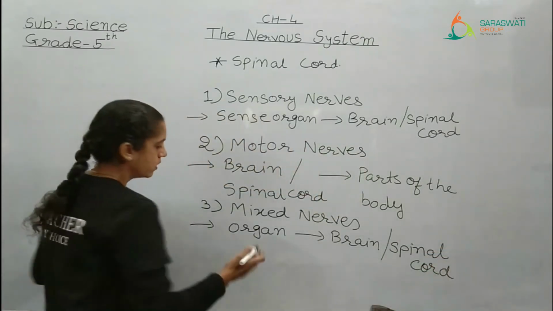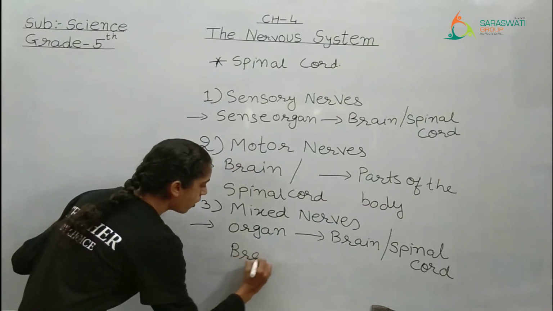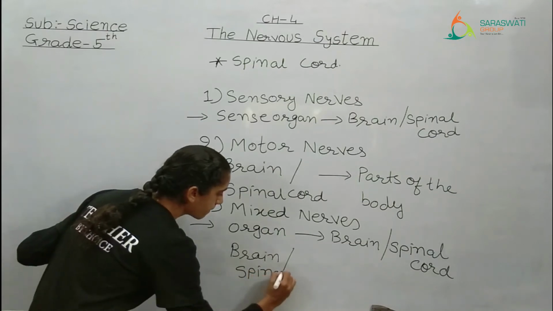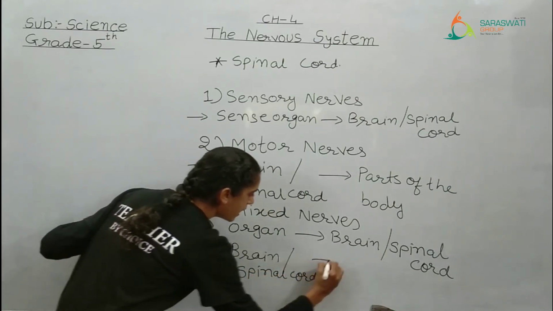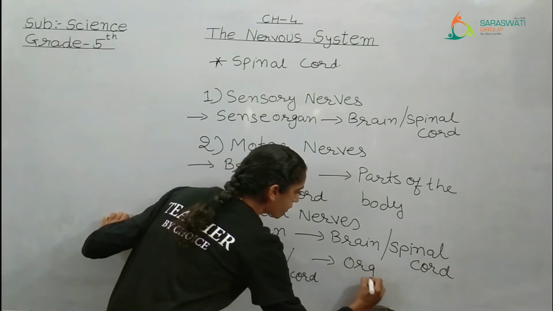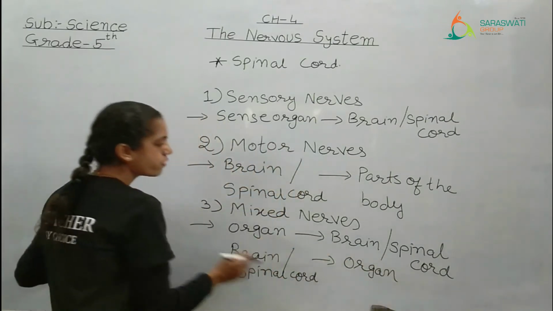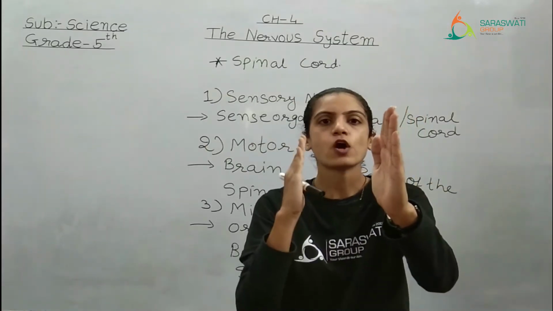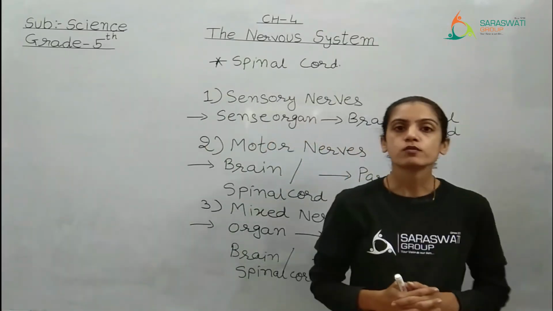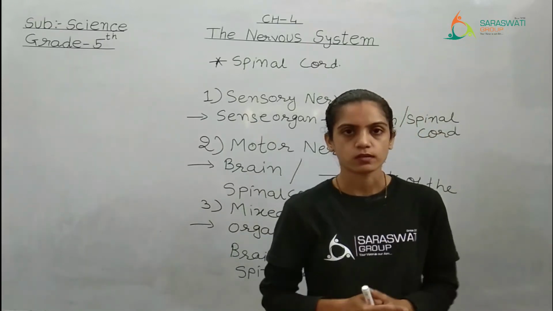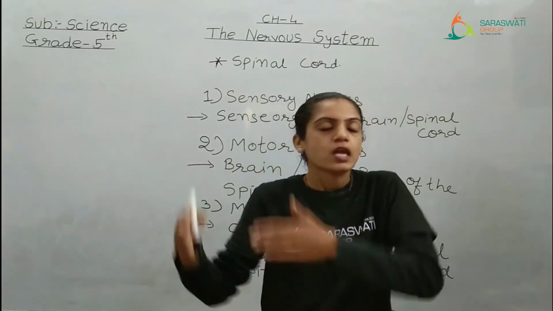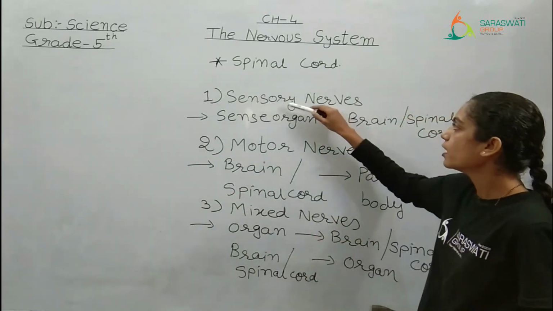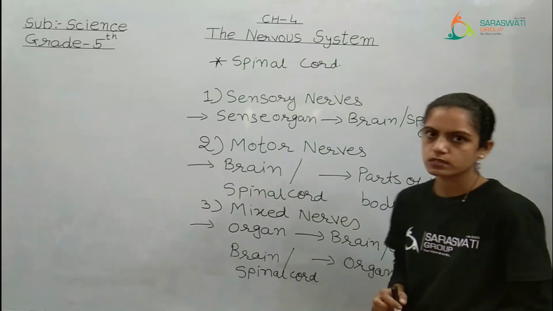And sometimes it is also taking a message from the brain or spinal cord and then passing it back to the organ. So this way, two ways, this way also and this way also. So these types of nerves work in both directions, from organ to brain and from brain to organ. Right? So you can say that a mixed nerve is a combination of these 2 nerves.